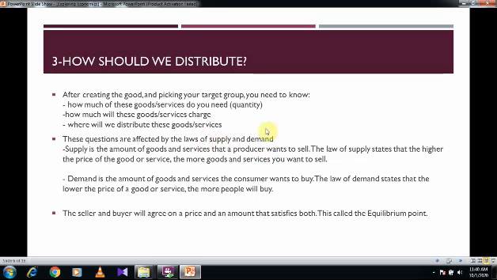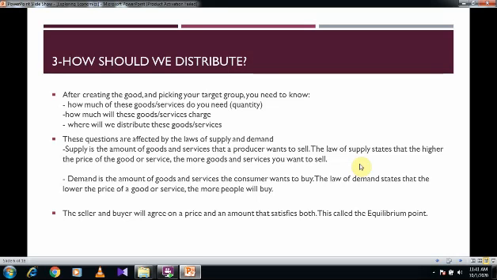Now, supply and demand, we talk about these 2 groups, the suppliers and the consumers, or the producers and the consumers. Supply is the amount of goods and services that a producer wants to sell. So this is the goods or the services that the producer or supplier will sell to us. There is a certain law called the law of supply. The law of supply states that the higher the price of the good or service, the more goods and services you as a supplier would want to sell.